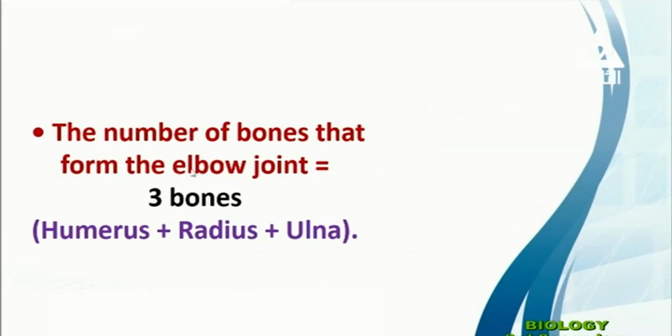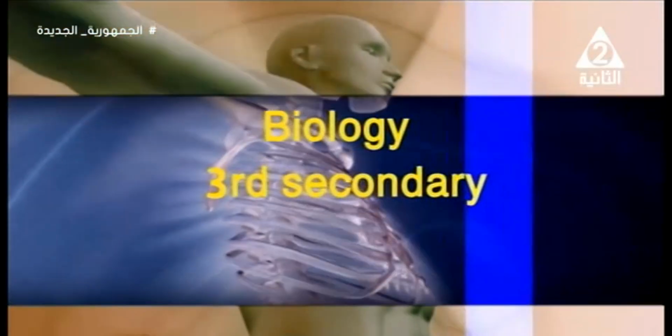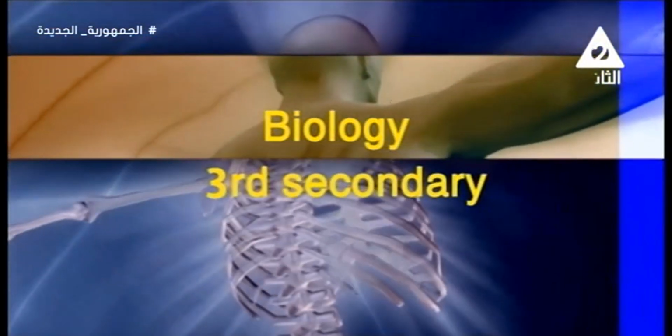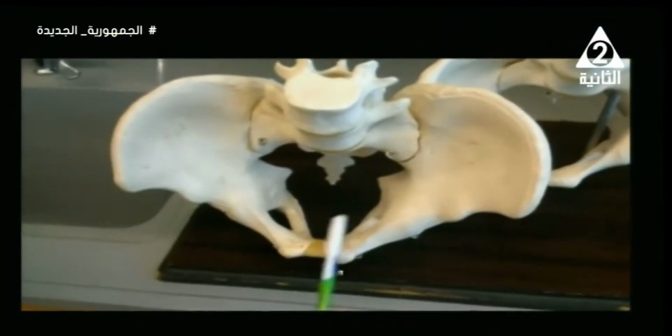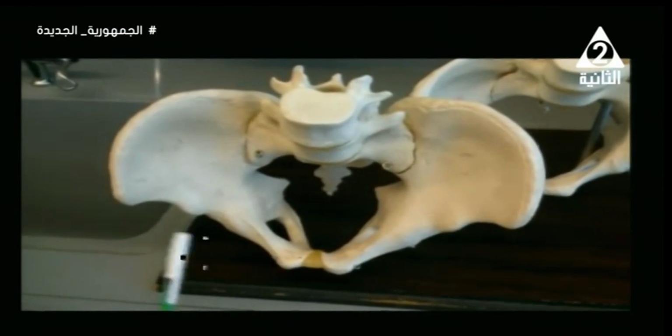I'm going to start with a new part. We call it the pelvic girdle and lower limb, okay? The pelvic girdle, this is the lower part of your body. As you see it, maybe it's a little larger, okay? The lower part of your body.